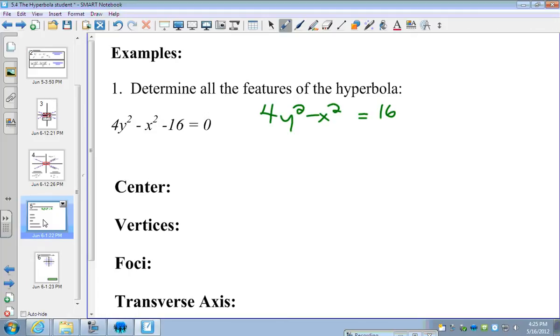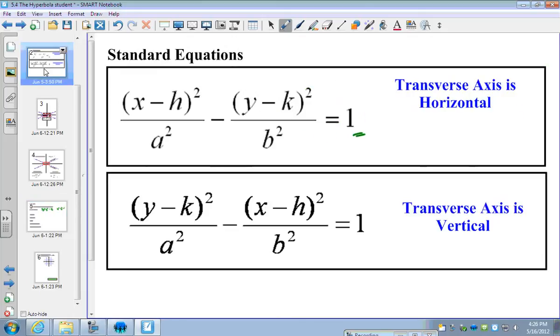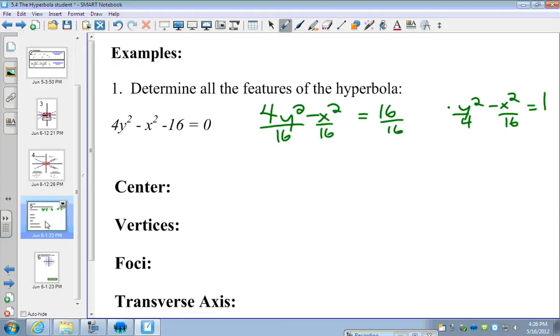So in this case, if I divide everything by 16, I now get y squared over 4 minus x squared over 16 is equal to 1. Notice that my y squared is positive. I'm subtracting the x squared. So that tells me right away that the transverse axis is vertical. Okay, so I'm going to make a note. It's vertical.